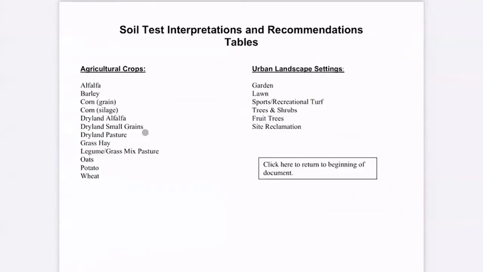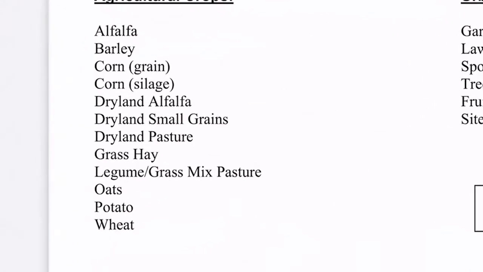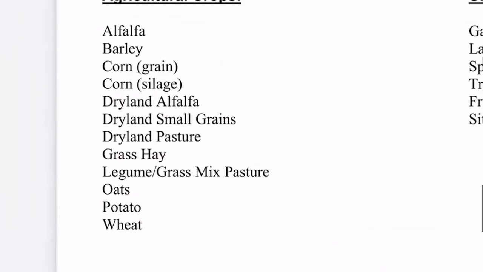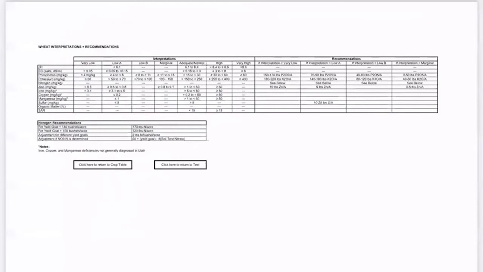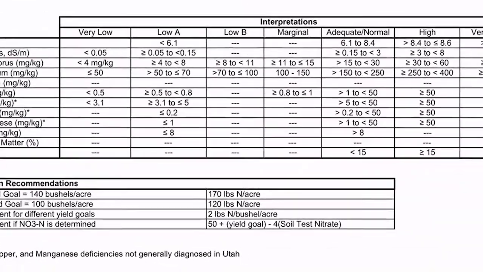If you click on those, it'll take you to this jump screen here where you can look at the different crops or other settings for nutrient management. And you can choose one of these. Each of these is an active link, and you can go to the recommendation tables that we use in the laboratory when we do a soil test to compare to in order to generate a recommendation for you. So let's go ahead and go down here to wheat to start with. We'll choose wheat.